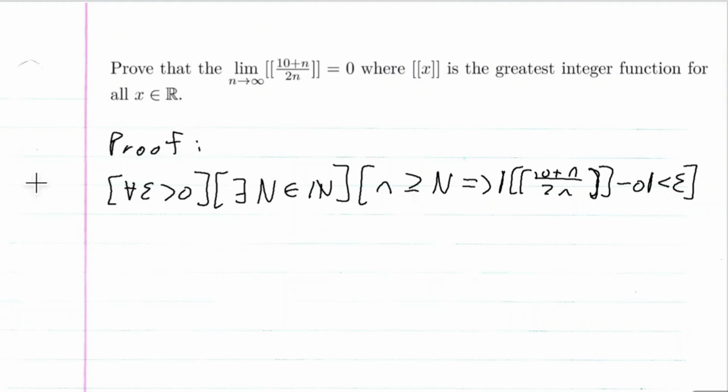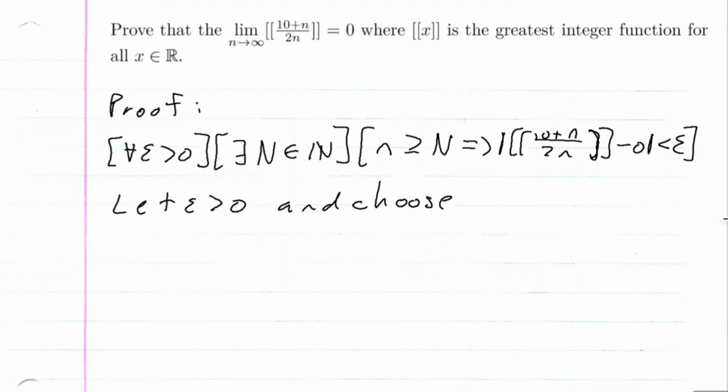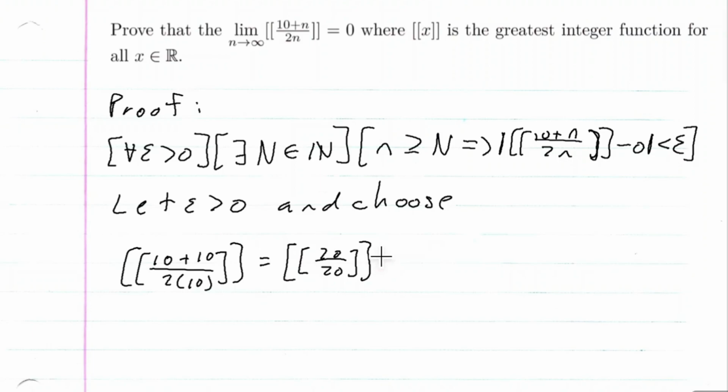So let's go ahead and let epsilon be bigger than 0 and choose. Let's find that capital N that'll help us get to our desired conclusion. Let's just look at this really quick: (10 + n) / 2n, right? If we were to plug in 10 instead of n, we'd get (10 + 10) / (2 times 10), which is 20 over 20, which is equal to 1, right? Which of course the greatest integer of 1 is 1.